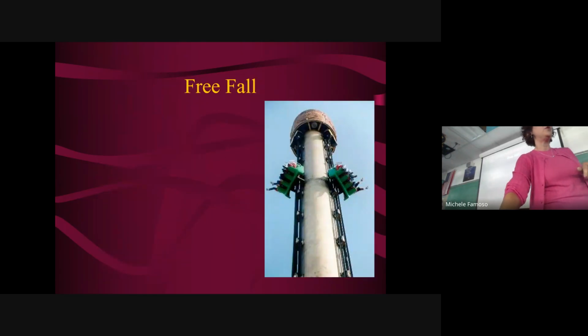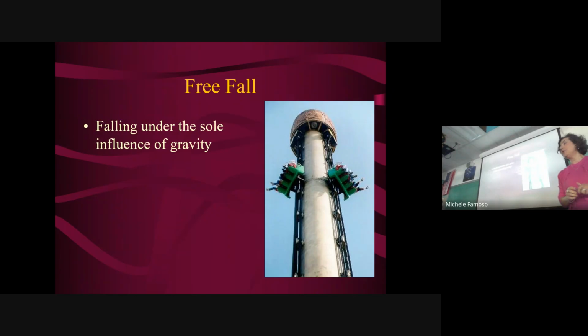So let's talk about what the term free fall means. Free fall refers to more than that object that's dropped. What does free fall refer to? It refers to anything that's being acted upon solely by gravity. The word "sole" means only. Only gravity is influencing how the object moves.